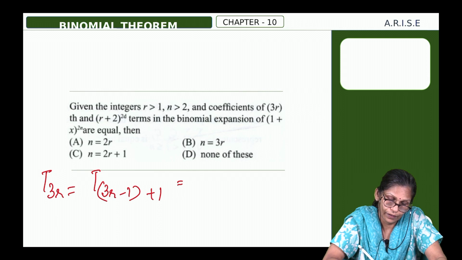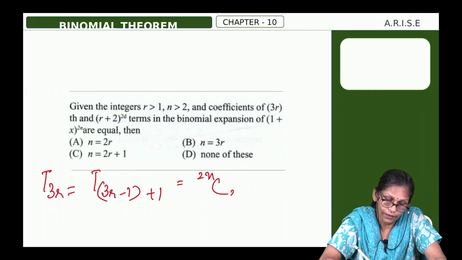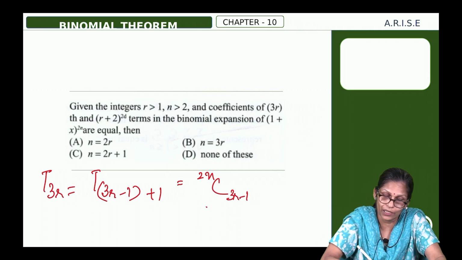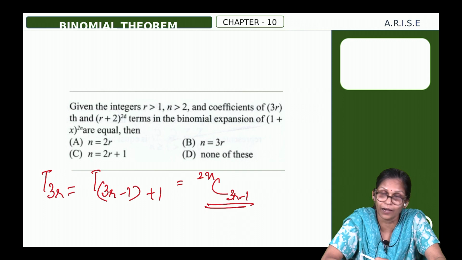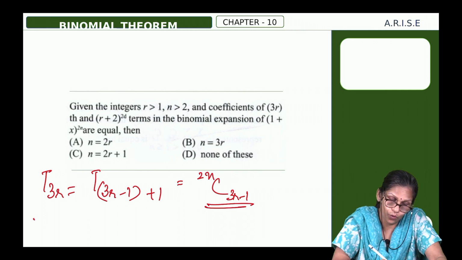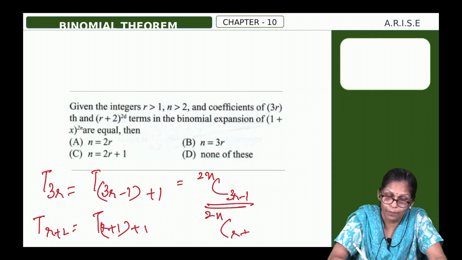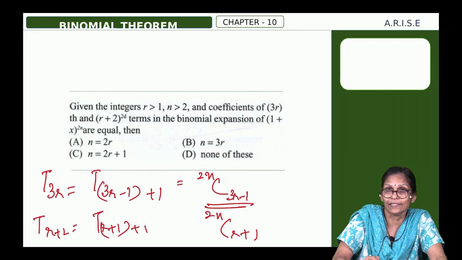So, here it is 2nCr, what is r? 3r − 1, that is the coefficient. So, isn't this the coefficient of the 3rth term? Similarly, what is the coefficient of the (r + 2)th term? It is (r + 1) plus 1. So, the coefficient is going to be 2nC(r+1). It's given that these two are equal.